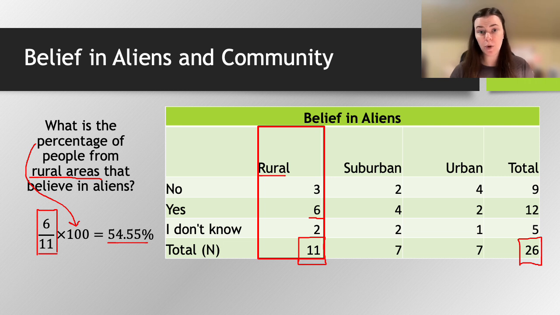54.55%. So in other words, a way that we could interpret this problem within the context of the research question is to say that 54.55% of individuals who grew up in rural areas believe in aliens.